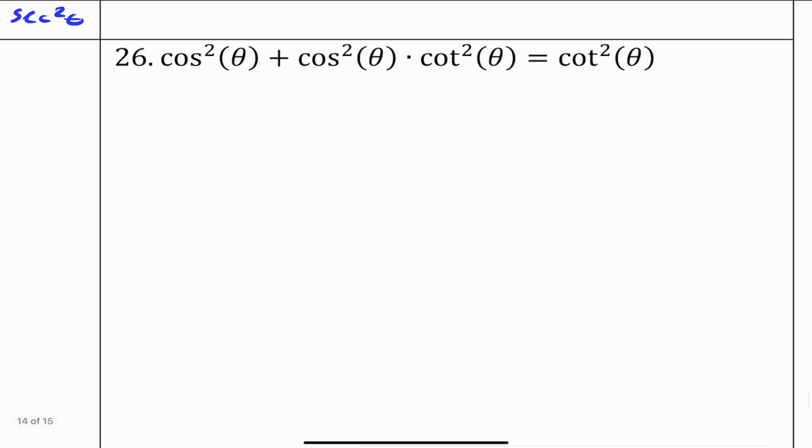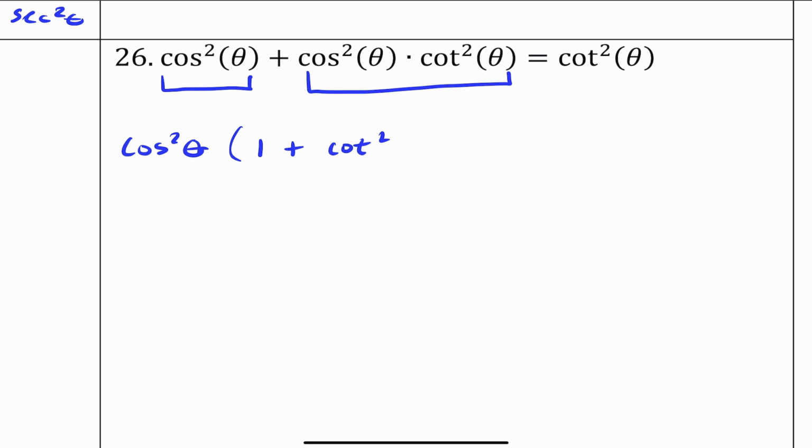Number 26. Okay, so we need to get cotangent squared of theta. Well, I notice that this is one term and this is my other term. We can factor a cosine squared of theta out, and we're left with 1 plus cotangent squared of theta equals the right-hand side.